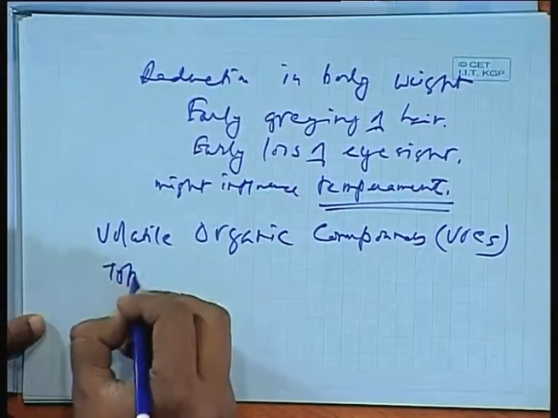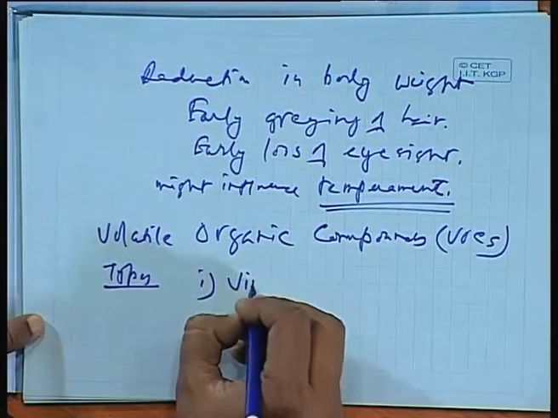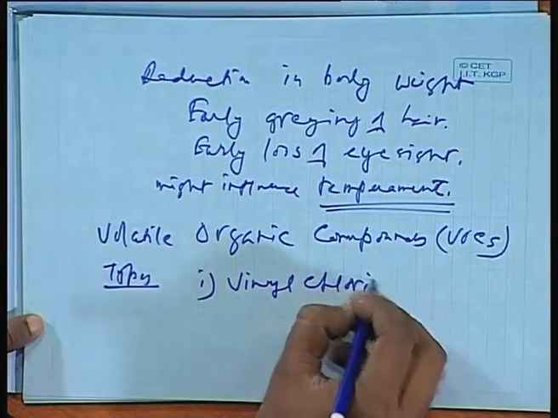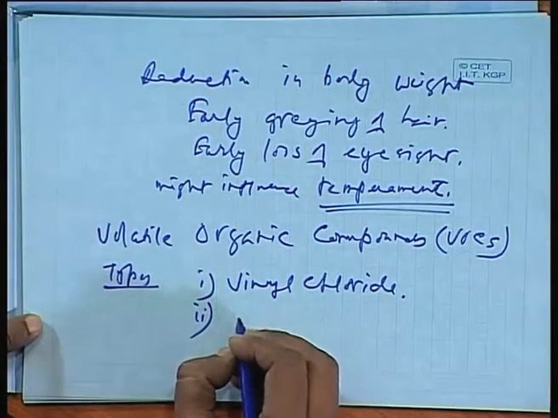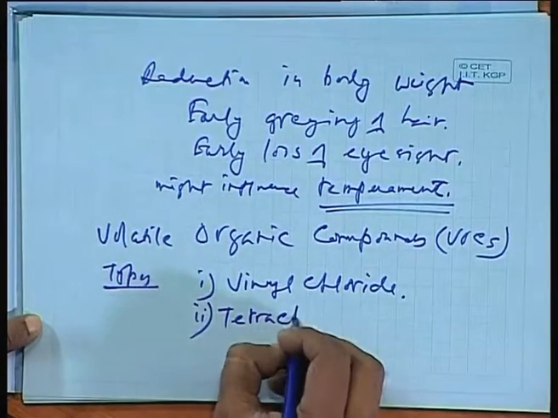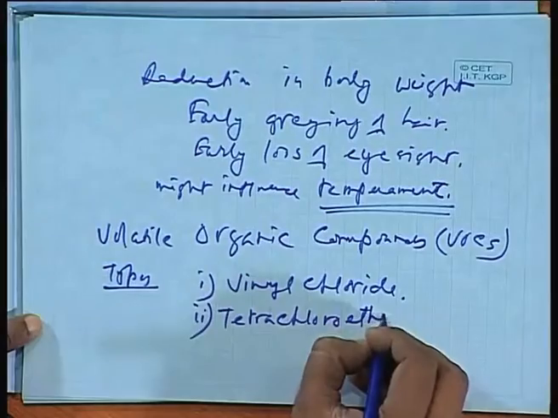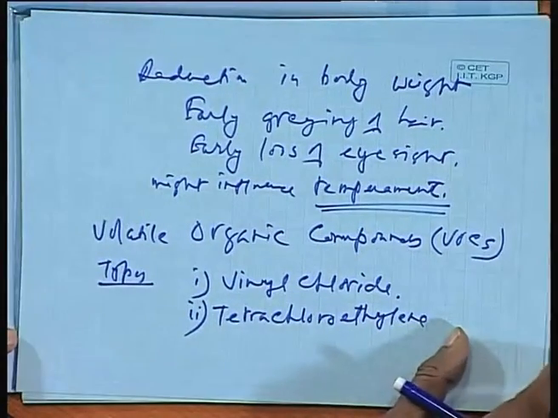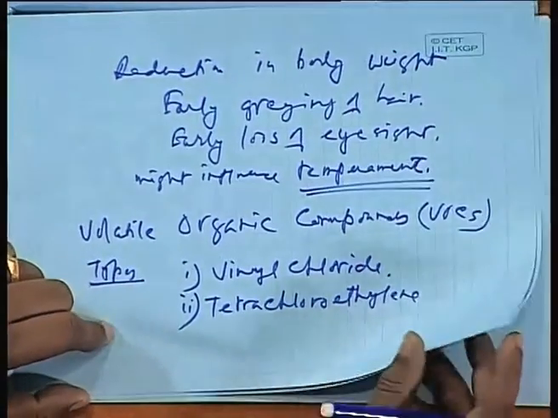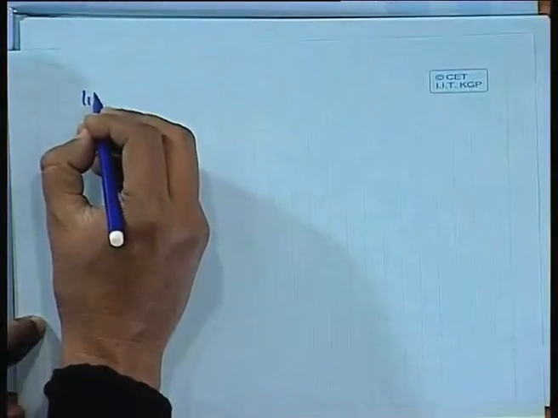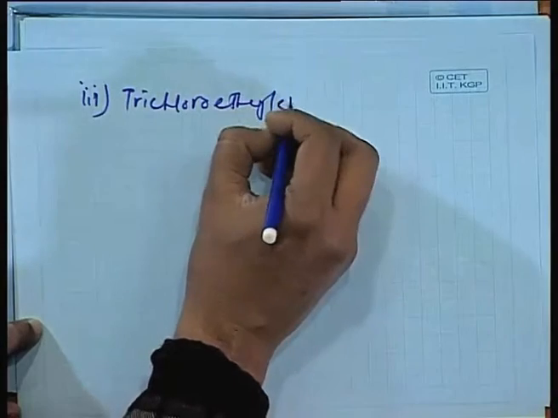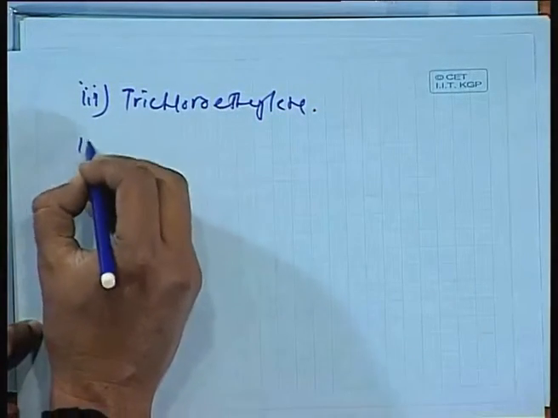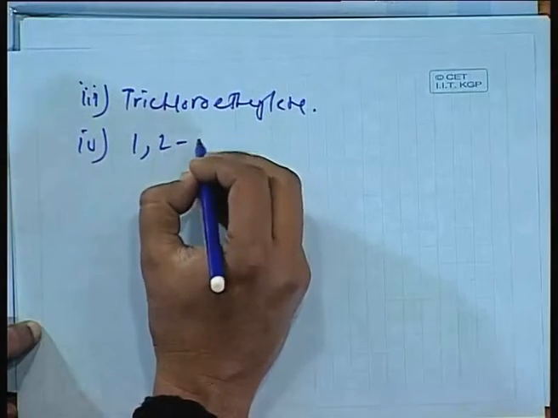The types are vinyl chloride, tetrachloroethylene, trichloroethylene, 1,2-dichloroethane.